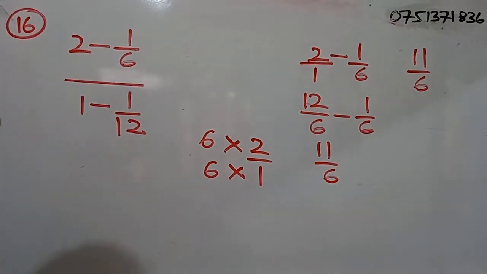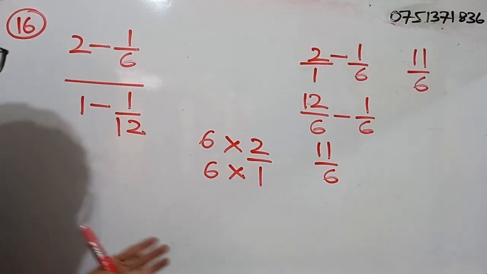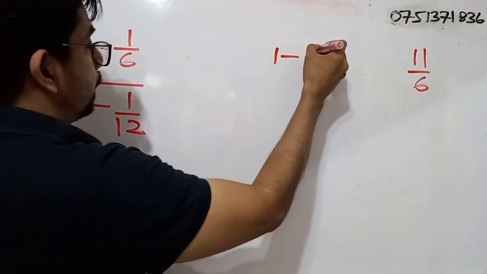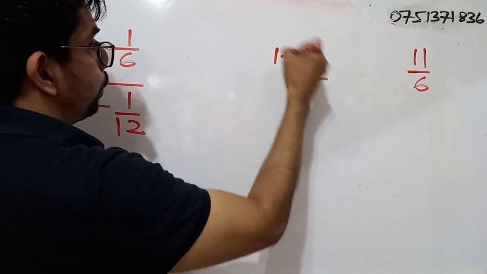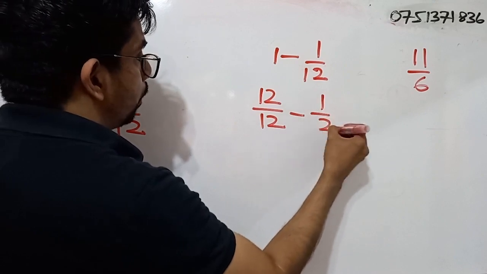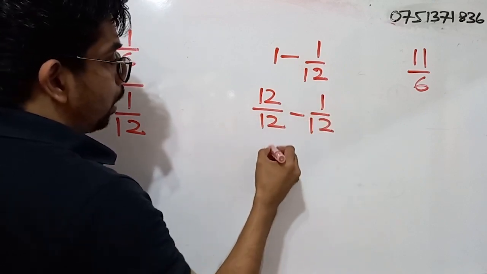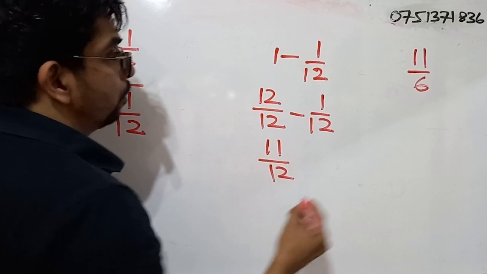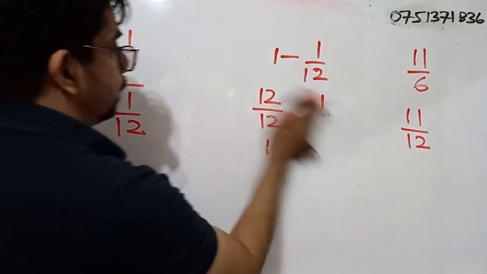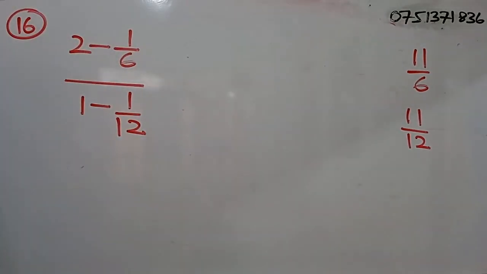Now we will do the same thing. That means we will simplify the bottom part. So 1 minus 1 by 12. So 1 means what? 12 by 12 minus 1 by 12. So here what's the outcome? 11 by 12. Right.